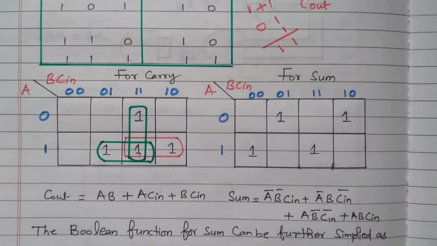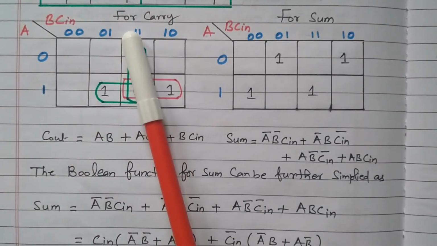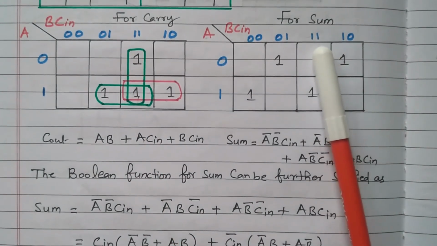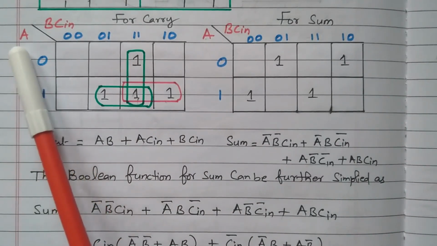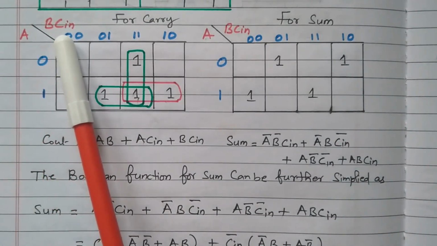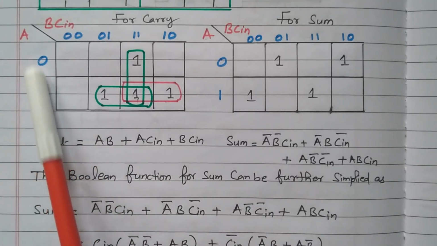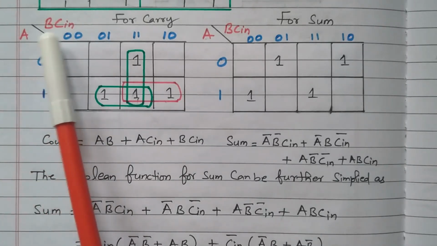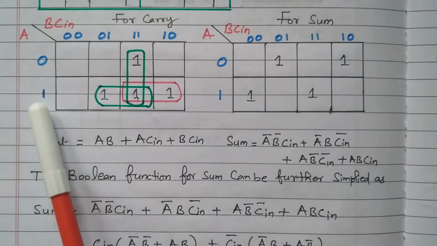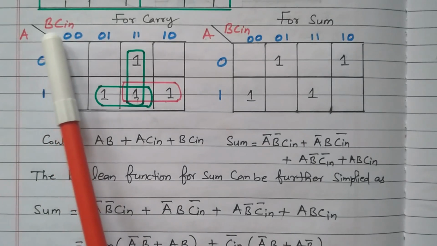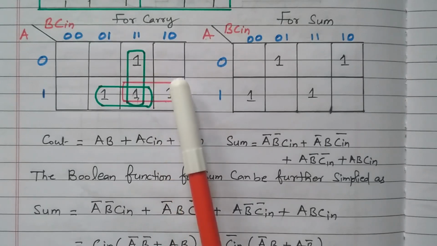So, from the tabular column, this Karnaugh map is developed. This is for carry, this is for sum, right. Okay. So, what are the inputs for this K map? A, B, 2 numbers and C in. A, B, C. This is a 3 variable K map because the 3 inputs are available. A is taken vertically, B and C in taken horizontally. A is 1 variable, so 2 combinations, 0 and 1. B, C in are 2 variables, so 4 combinations: 0 0, 0 1, 1 1, 1 0, right.